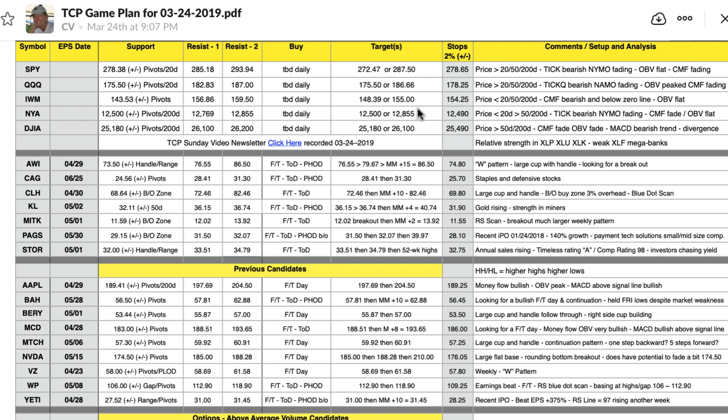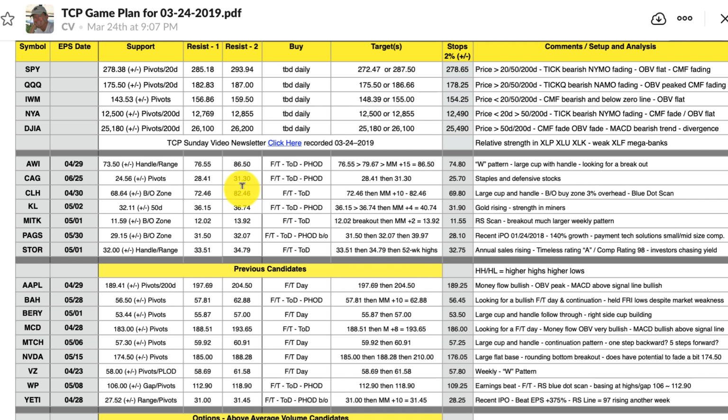If you're trading individual indices or individual stocks, the EPS date is the date of earnings. You need to know earnings. If you're going to go into a new position, for example, AWI moved higher today, it has earnings at the end of the week on Friday. So if you took it on a Wednesday, we have earnings on Friday, you'd want to be out of that position by Friday.